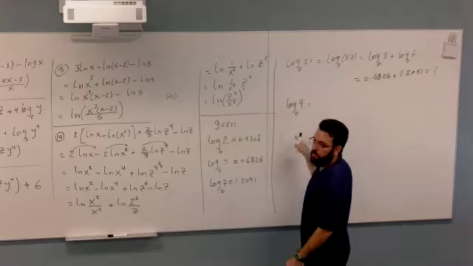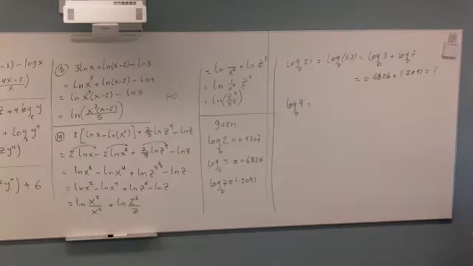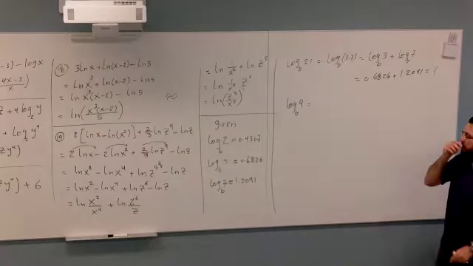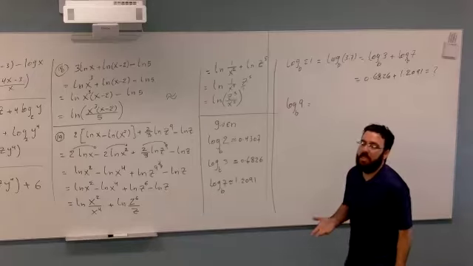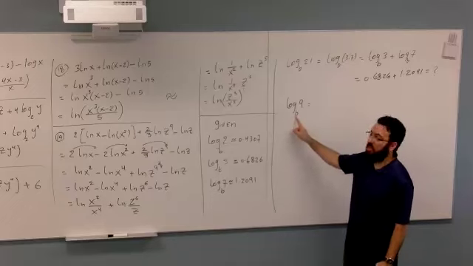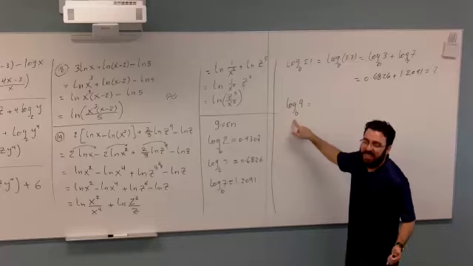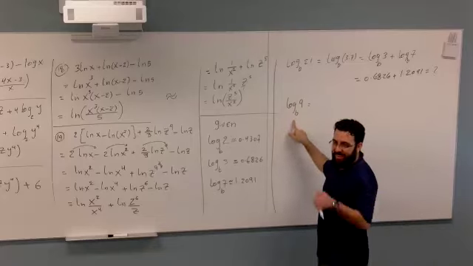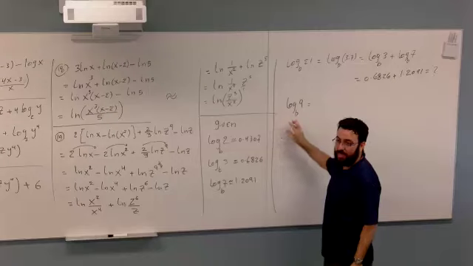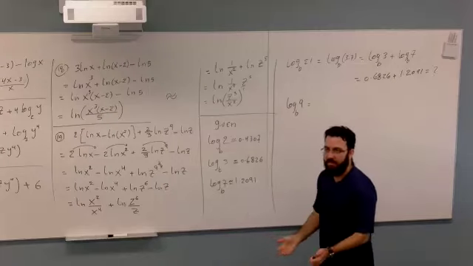The next one is log to the base b of 9. They ask you to find this one. You can't plug it in the calculator. Do you know why? Because I don't know the base, it's b. I can't plug this one in the calculator because it's base b; I can't consider it as 10.